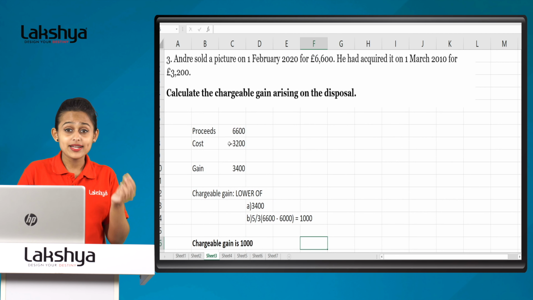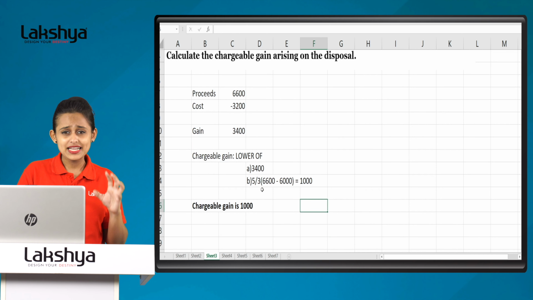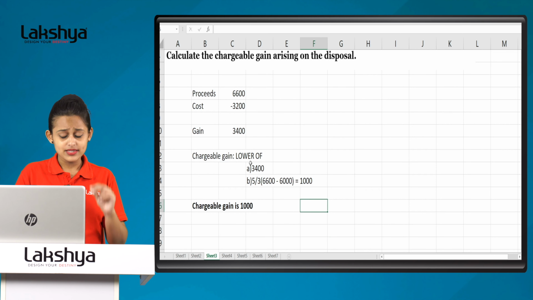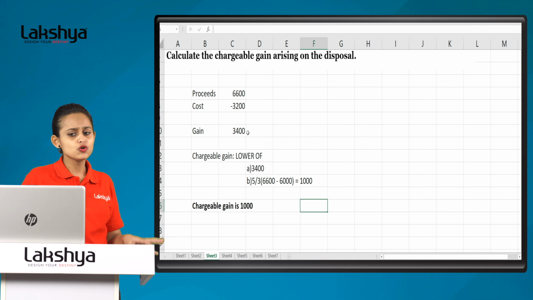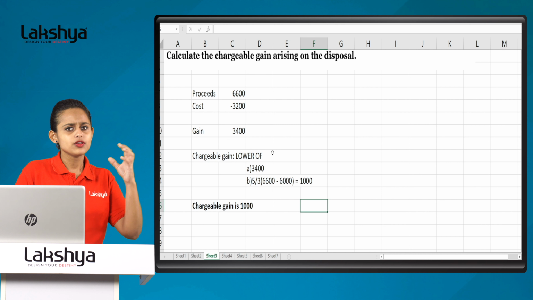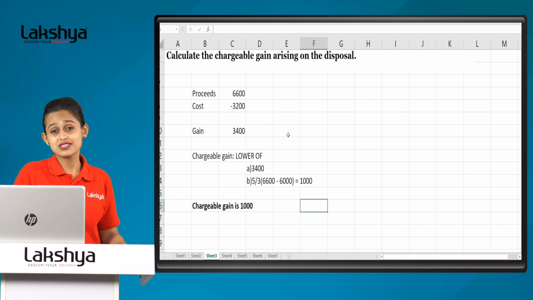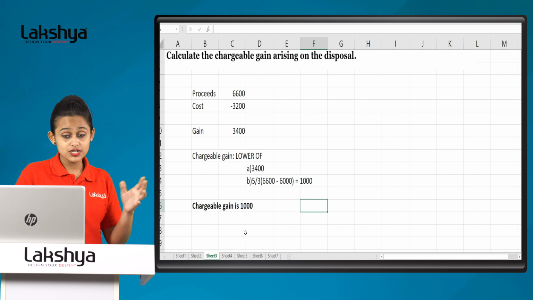Basically, you have to identify which case it is: case 1, case 2, or case 3. Whichever case it is, identify that, and then you write the lower of. Like here you saw it's case 2. Once you understand it's case 2, you see if it's a gain or a loss. Here we saw it's a gain. If it's a gain, it's whichever is the lower of.